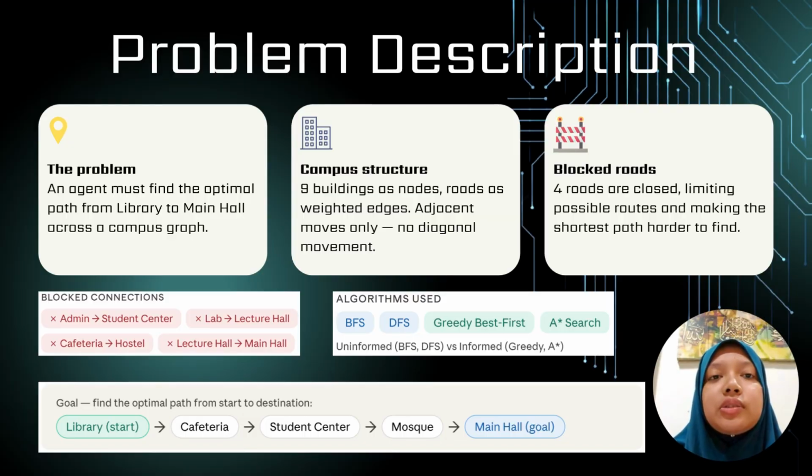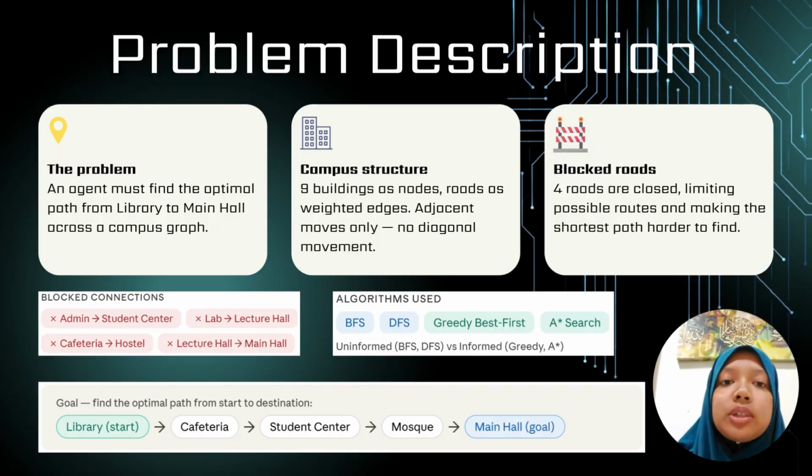This project focuses on solving a campus road navigation problem using artificial intelligence search algorithms. In this scenario, an agent starts from the library and needs to find the optimal path to the main hall. The campus environment is represented as a graph where buildings act as nodes and roads act as edges. There are 9 buildings in total and some roads are blocked, which limits the possible routes available for navigation. The agent is only allowed to move to adjacent connected buildings through unblocked roads.